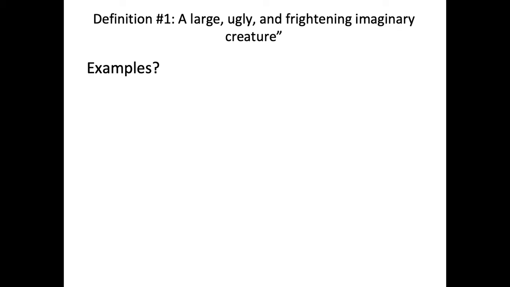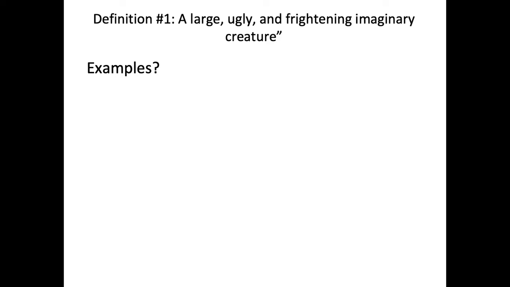Here the words are very, very important. Creature first, okay? Not person, not thing, creature, something living, but not quite human. Imaginary then is very important, something that does not really exist, only in our imagination. Frightening is also essential in the definition of a monster. It has to be scary. Ugly is potential. It doesn't have to be ugly to be a monster, but it can be ugly. And large is another characteristic that is dispensable.